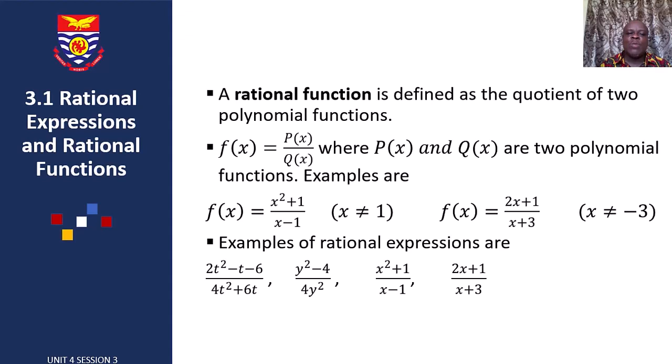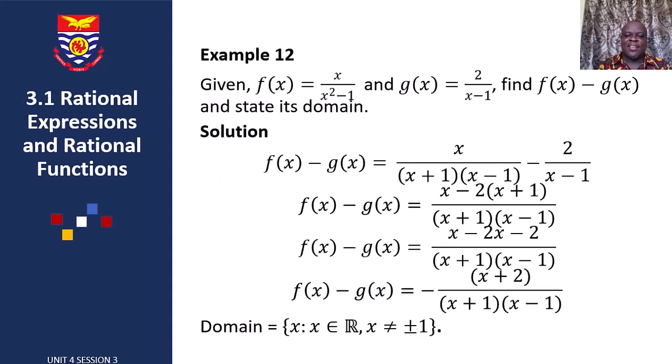But the moment we introduce, say, g of x is equal to, before we write the expression, then it becomes a rational function. We can add rational functions. We can also find their differences. We can multiply them and we can divide them. Let's look at some examples. Given that f of x is equal to x over x squared minus 1 and g of x is equal to 2 over x minus 1, find f of x minus g of x and state its domain.